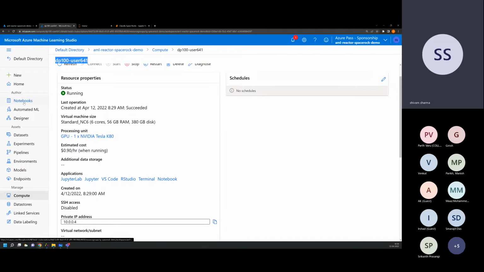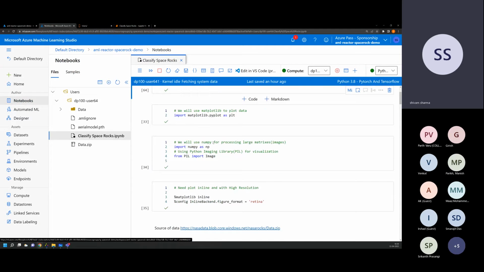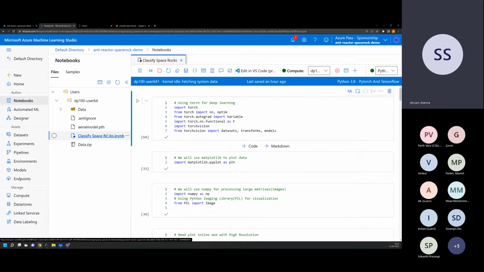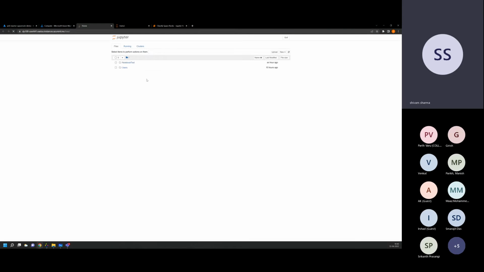Now if I take you back, if I click on the notebooks over here, I can use this interface as well for my development. That's the Jupyter Notebook. That's the data zip file which is available in the learning module, which I extracted over here. If you like this interface, you can use it, or we can go one page back. You can use Jupyter Lab, Jupyter, VS Code, RStudio, Terminal, and Notebook is the same thing. Terminal is just for maybe some terminal jobs. Now, if I click on this Jupyter, it opens the usual Jupyter Notebook.